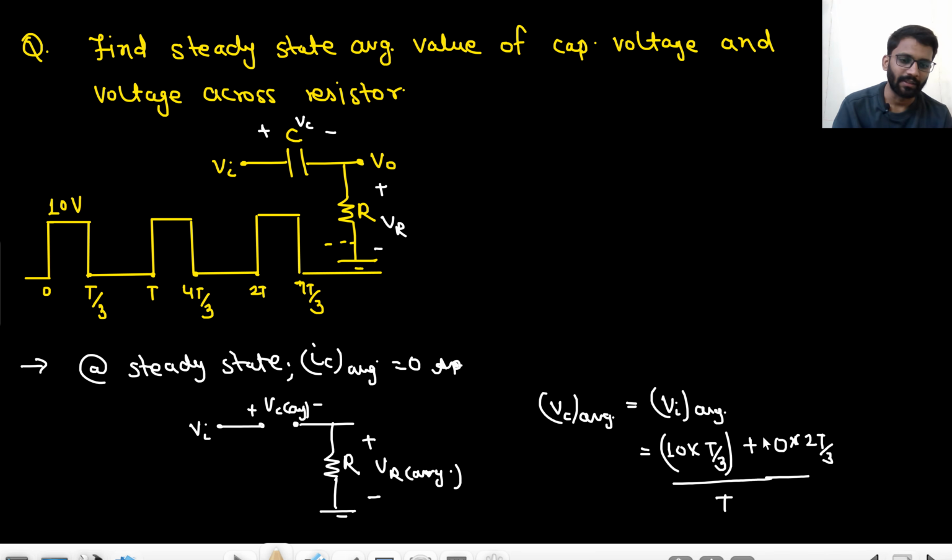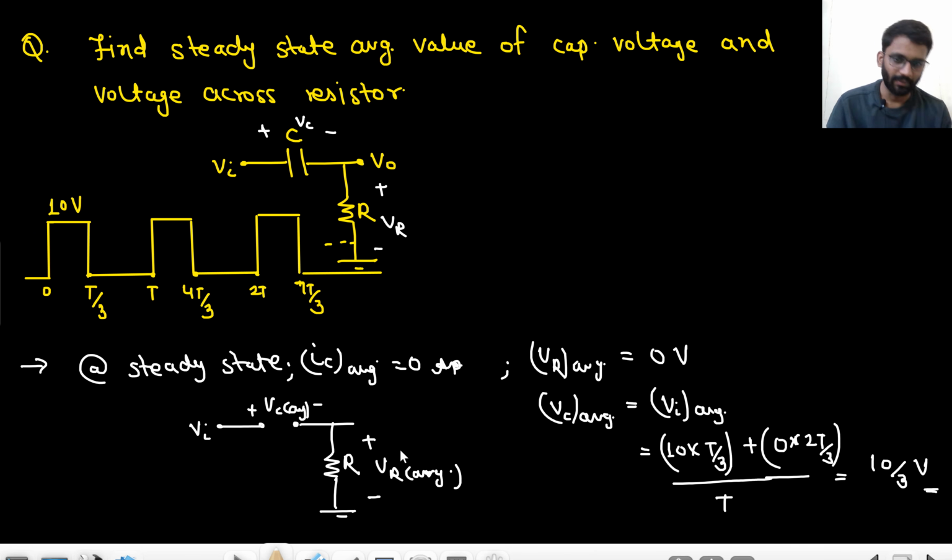0 into 2T by 3. For T by 3 time it is 10, for the rest of the time it is 0. So 10 into T by 3 plus 0 into 2T by 3 divided by time period. So it would be 10 by 3 volt. So this is your answer for VC average. And what is VR average? VR average is 0 volt, right? VR average would be 0 volt because the average current through the resistor is 0. So here we have 0 volt, here we have 10 by 3. So 10 by 3 volt will be the final answer.